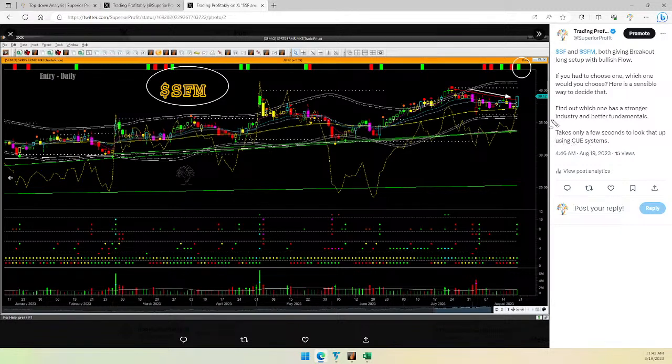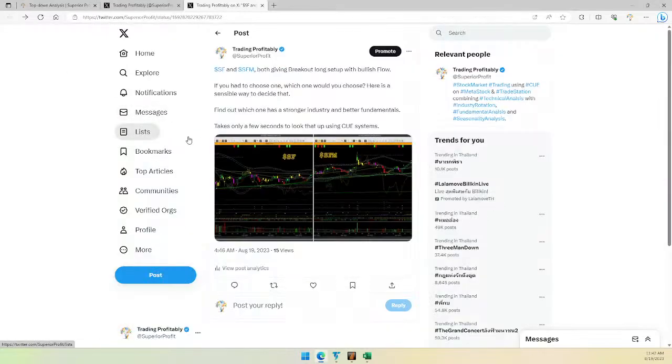And if you wanted to buy, what I mentioned in the tweet, if you had to choose only one, which one would you choose? A sensible way to decide that is to find out which one has a stronger industry and better fundamentals. And Q systems allow us to do that. I will show that now. But how did I find these two stocks, SF and SFM?